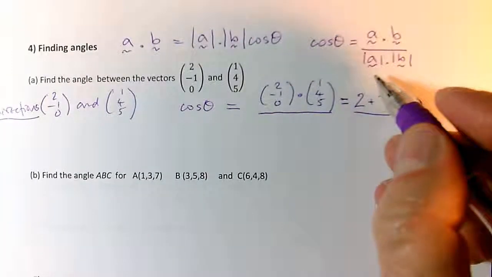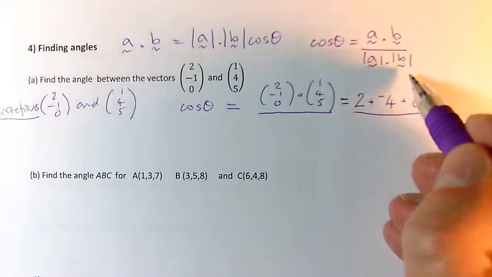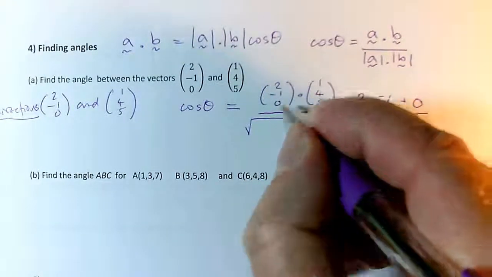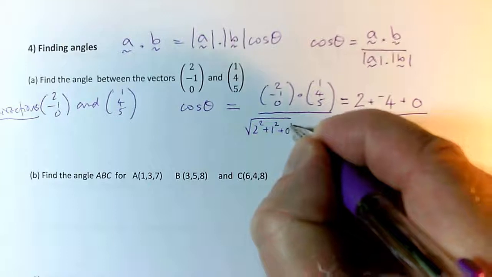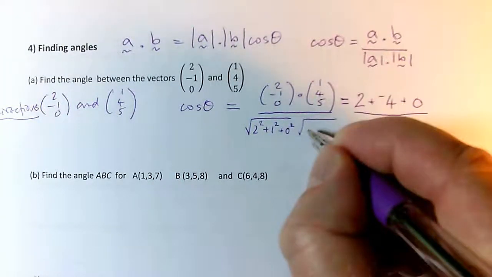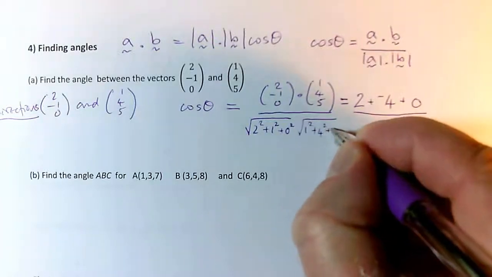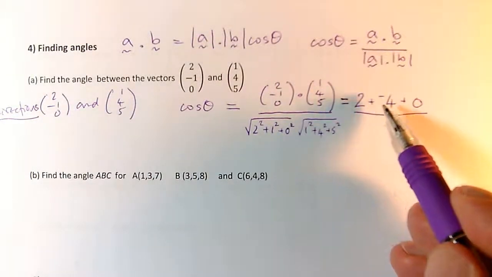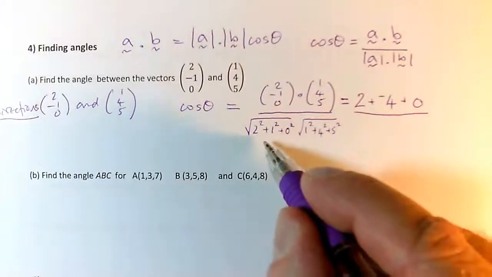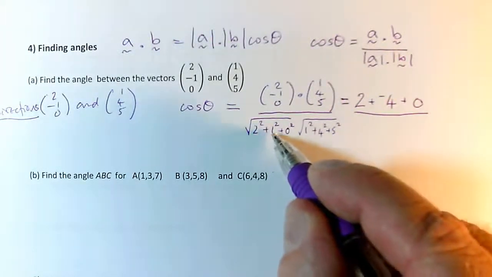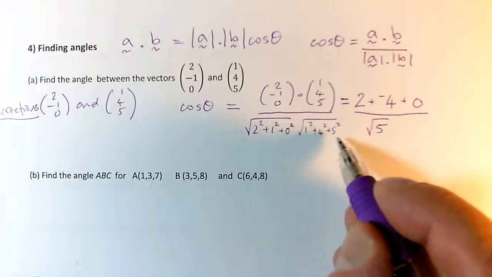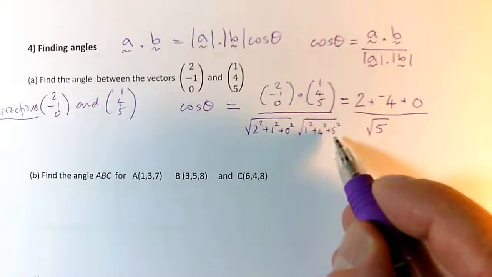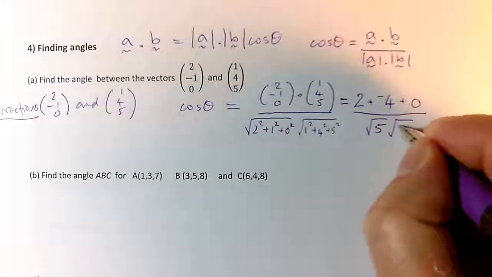The bottom of my fraction is the magnitude of this vector times the magnitude of this other vector. The first one is the square root of 2 squared plus minus 1 squared, which is the same as 1 squared, plus 0 squared, times the square root of 1 squared plus 4 squared plus 5 squared. So the top is 2 plus minus 4 plus 0, and the bottom is: 2 squared is 4 plus 1 squared is 5, so the square root of 5, and this one is 1 plus 16 plus 25, which is 42, so the square root of 42.